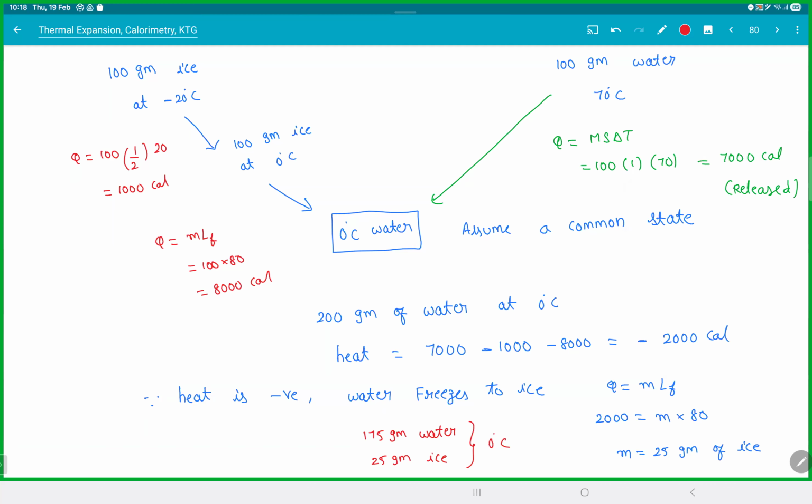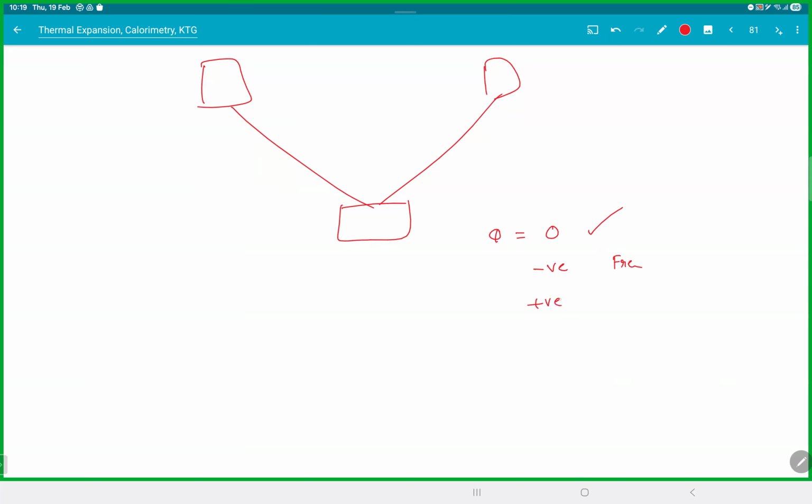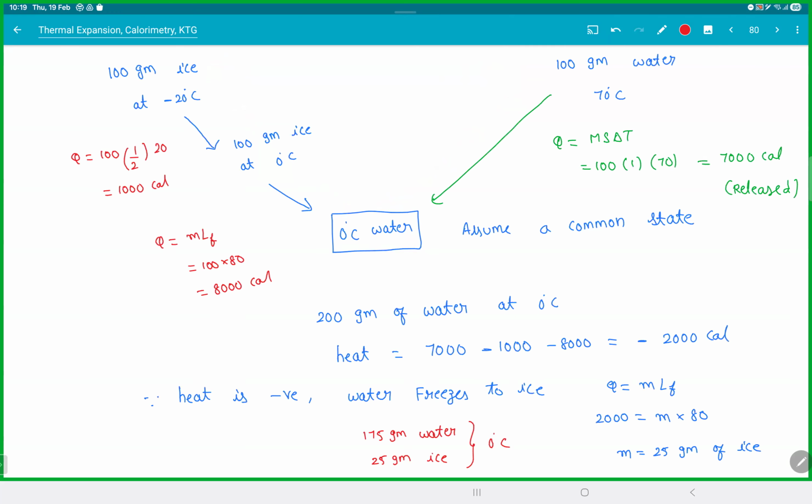Now, I'll tell you something. Listen, when you do this process, when you take this material, and when you assume a common state, right? There are only three possibilities you can get. Either you will get heat equal to zero, means what? Your assumption is right. The quantities were exactly sufficient to get 0 degrees ice. If you got a negative heat, means what? It is freezing back to water. If you got positive heat, then what you do? You're boiling the water to higher temperature. These are the three possibilities you can get. But just have a look at this. I'll ask you one more like this.